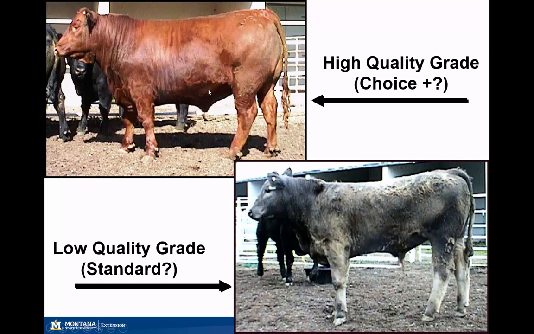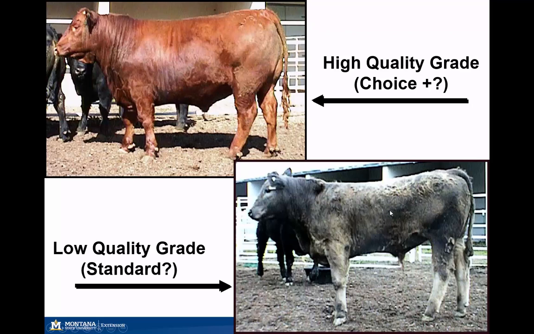So the big thing to know, though, is we don't know what that animal will look like until harvest time, or if we use ultrasound technology. So we are not sure whether this animal would grade a Choice Plus, or this one, down in the bottom right, would have a lower quality grade such as Standard.